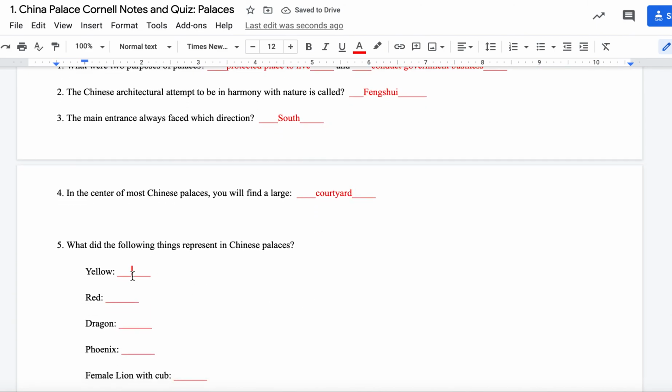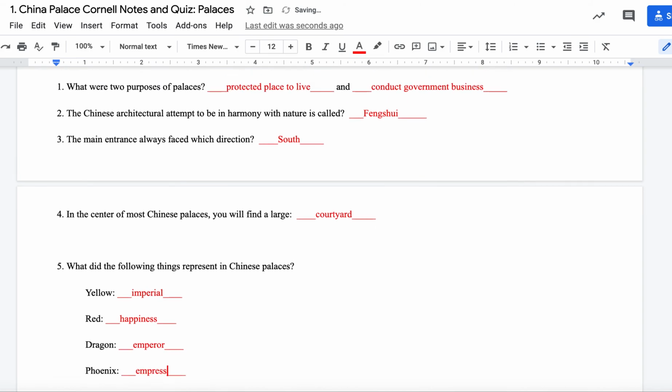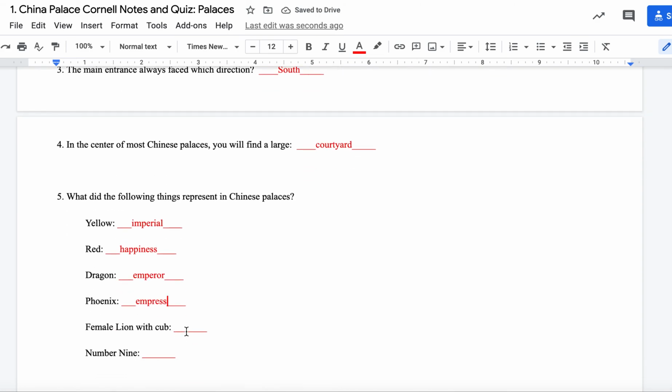And what did the following things represent? Yellow was imperial. Red was happiness. Dragon was the emperor. Phoenix was the empress. Female line with the cub was fertility. It's all about having lots of babies. And then number 9 was lucky.